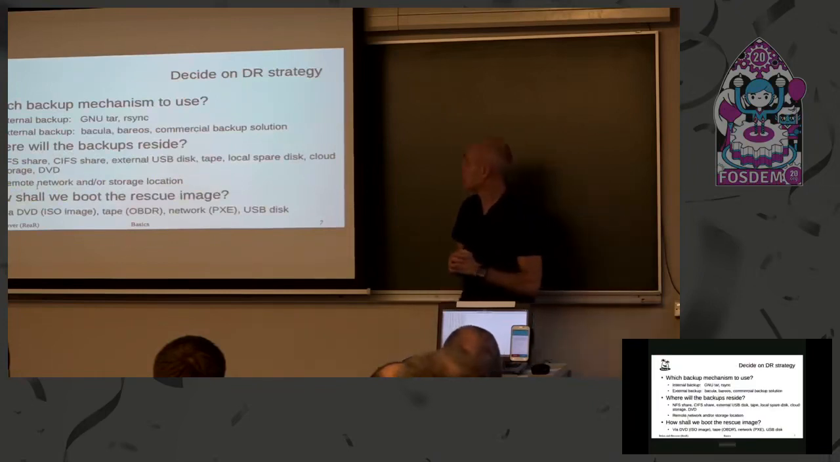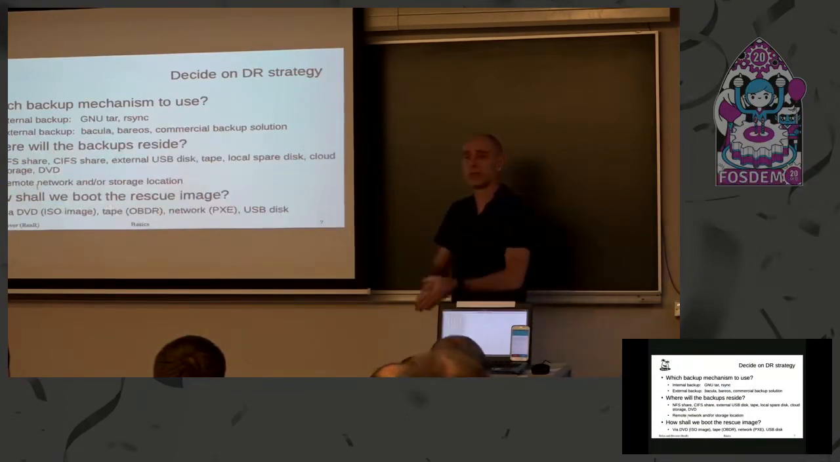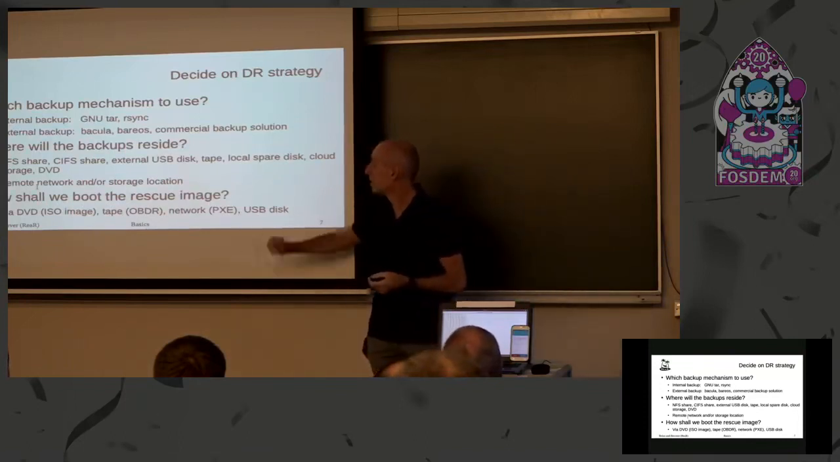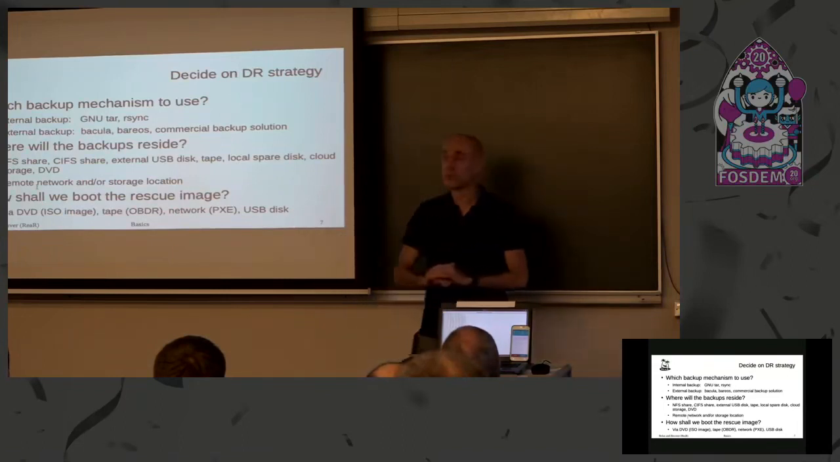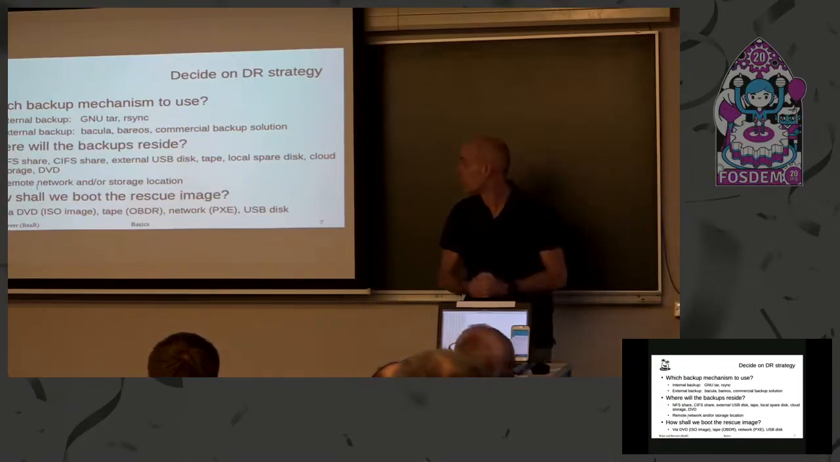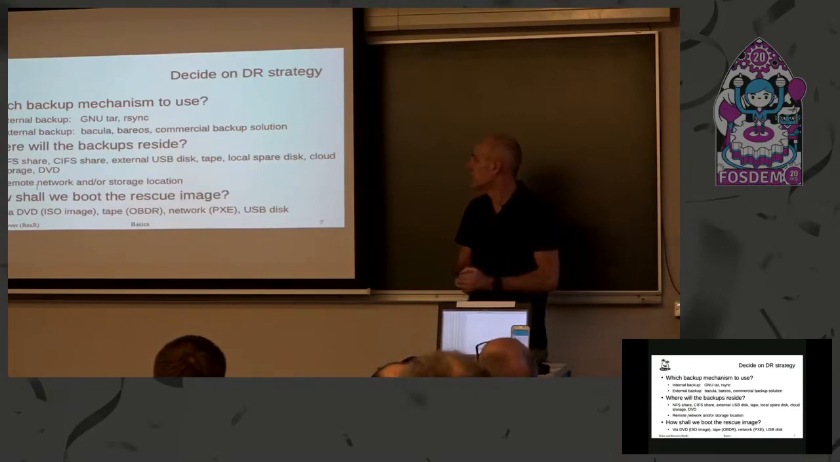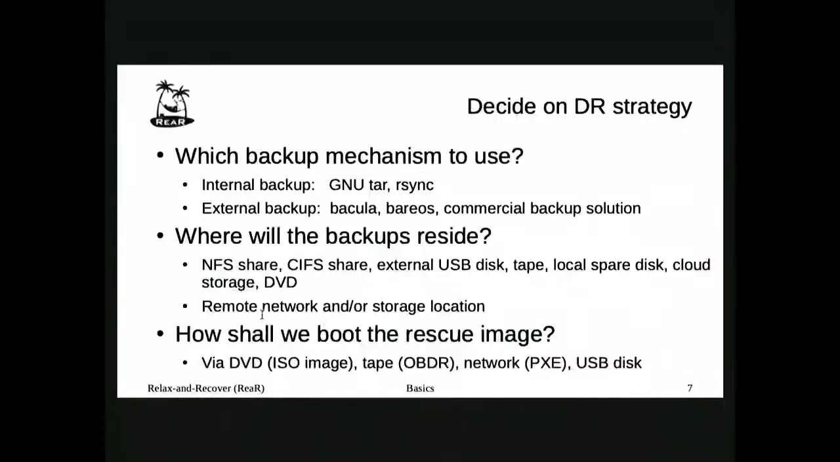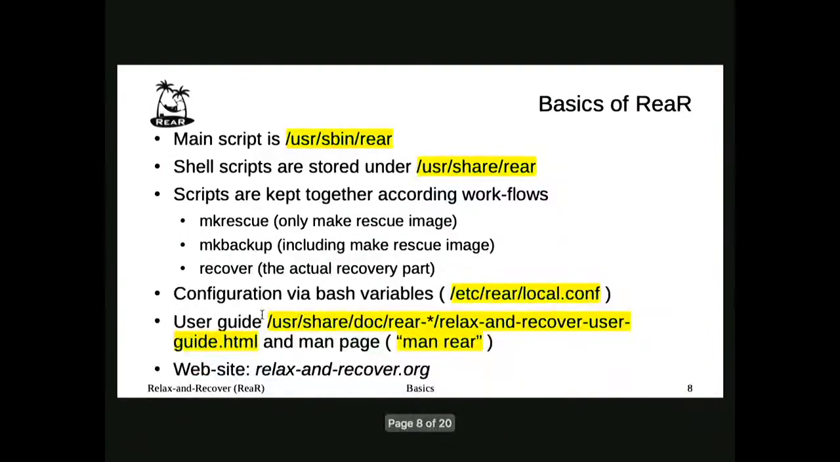So if you want to make a disaster recovery schema, you have to decide where do I want to put my backup? Do I want to boot from ISO? Do I want to boot from USB or network? Where will the backups reside? Is it on a NAS environment? Is it on the cloud? Because integration in the cloud is also possible, it's already in ReaR itself. So there are a lot of possibilities. You have to decide, and once you made the decision, you can start configuring ReaR in the configuration files.